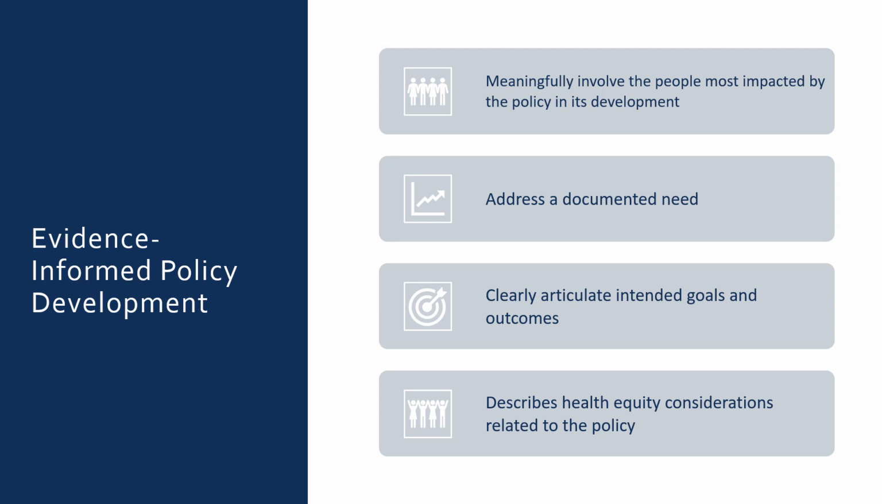To receive the policy development designation, a big P or little p policy must have meaningfully involved the people most impacted by the policy in its development, addressed a documented need, be able to clearly articulate intended goals and outcomes for target populations, and describe health equity considerations related to the policy.